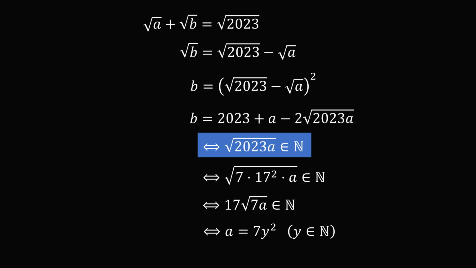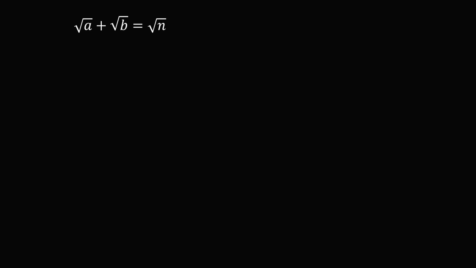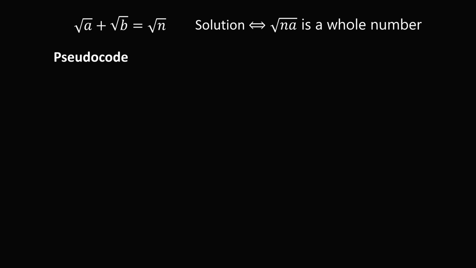In this analysis, we saw the critical condition was that we had a solution if and only if the square root of 2023 multiplied by a was a natural number. So, in our general case, we're going to have a solution if and only if the square root of n multiplied by a is a whole number. So let's put this idea into pseudocode.